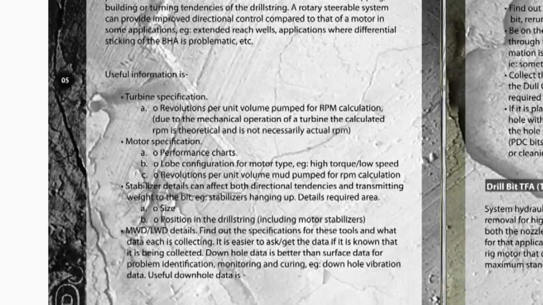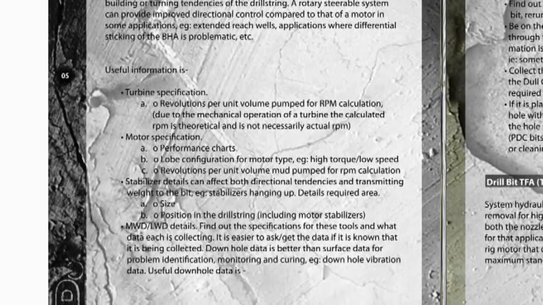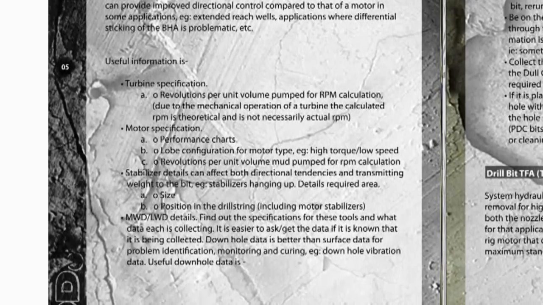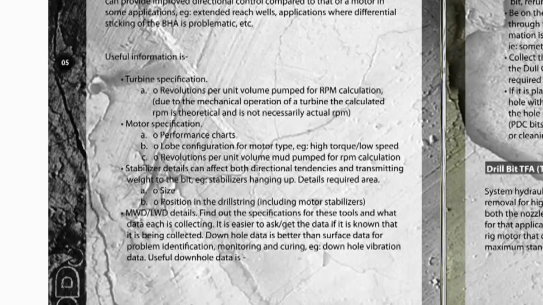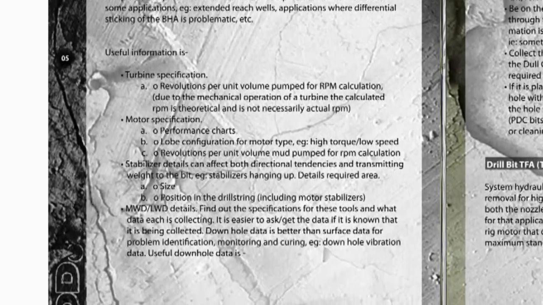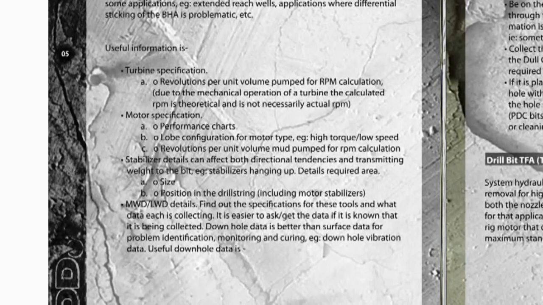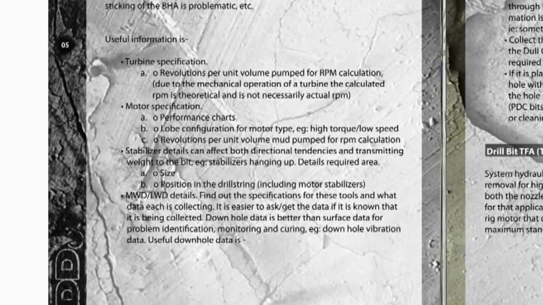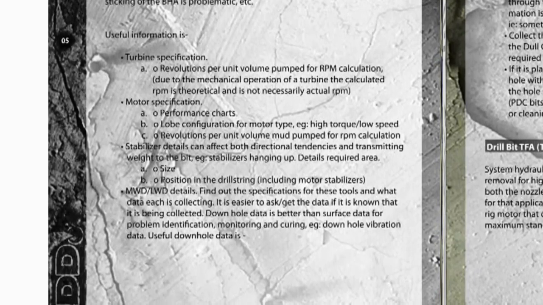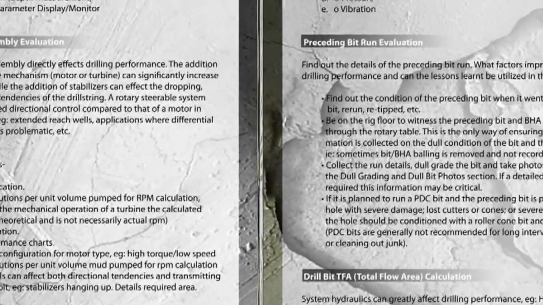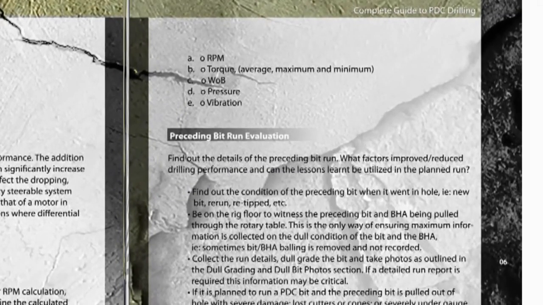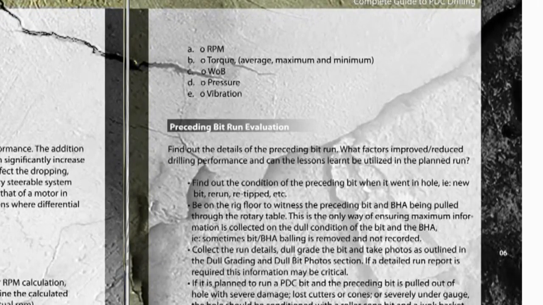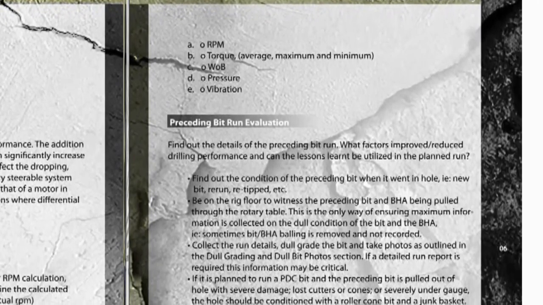MWD, LWD details. Find out the specifications for these tools and what data each is collecting. It is easier to ask or get the data if it is known that it is being collected. Downhole data is better than surface data for problem identification, monitoring, and curing, for example, downhole vibration data. Useful downhole data is RPM, torque, average, maximum and minimum, WOB, pressure, vibration.